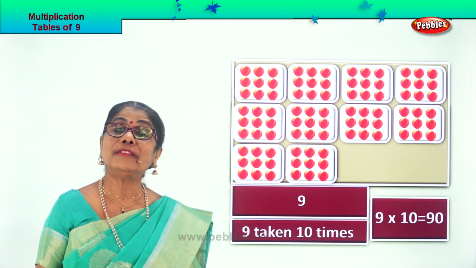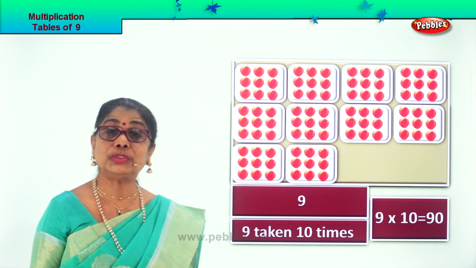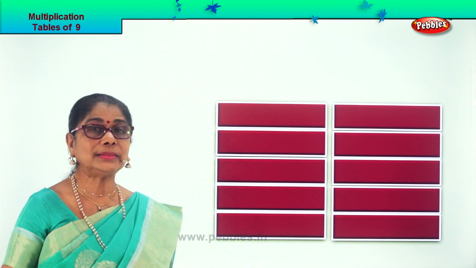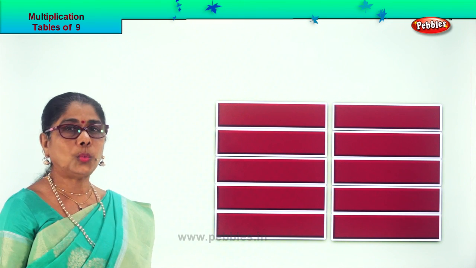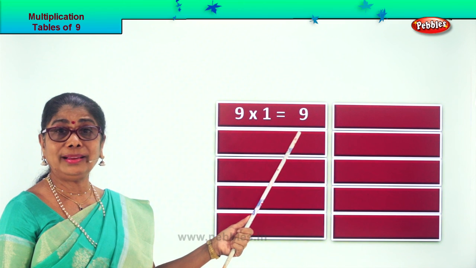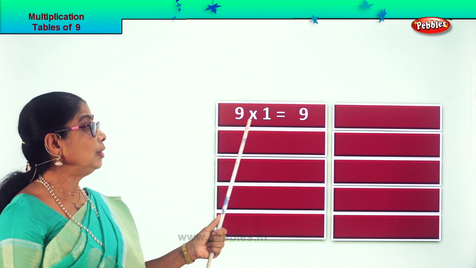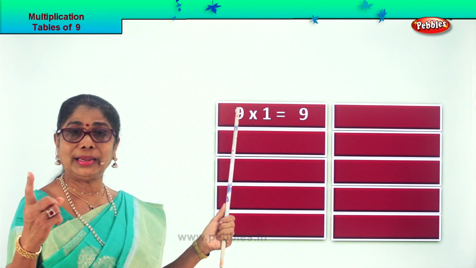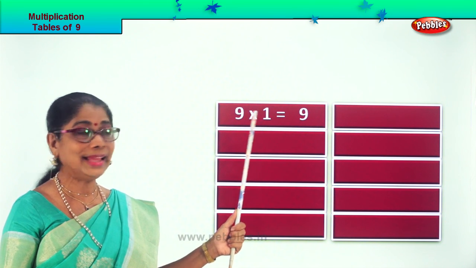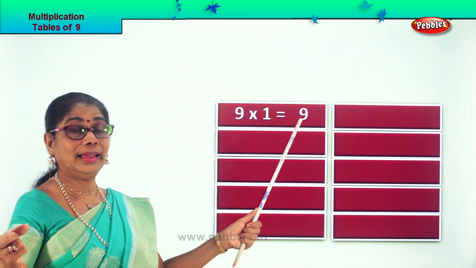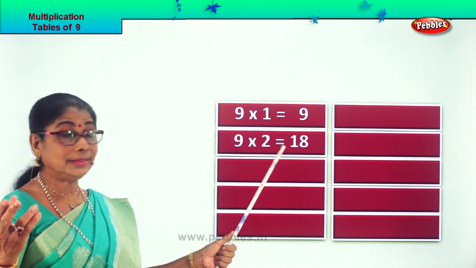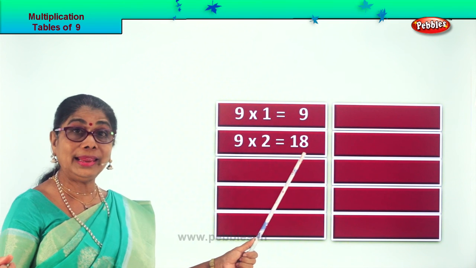Now let's say from 1 to 10, the tables one after the other. Look what you have here. Okay? Start saying with me what is 1 nines are. Good. 1 into 9 equal to 9. That is 9 into 1 is equal to 9. 9 one time. 9 ones are 9. See? 9 ones are 9. Next. 9 twos are 18. Good. 9 twos are 18.